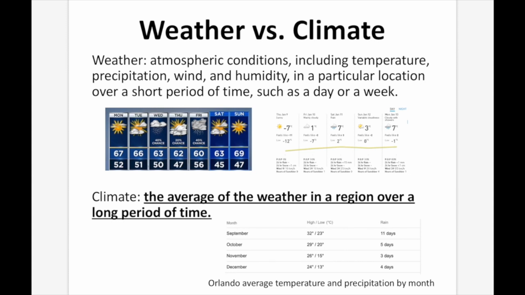So for instance, in September, the average temperature in Orlando is 32 degrees Celsius, and the low is 23 degrees Celsius, and they get about 11 days of rain. October, November, December, similar. If you were to go somewhere else, you get a different climate entirely. Say if you went to the Arctic, your climate would be much colder. It would have a lower average temperature.